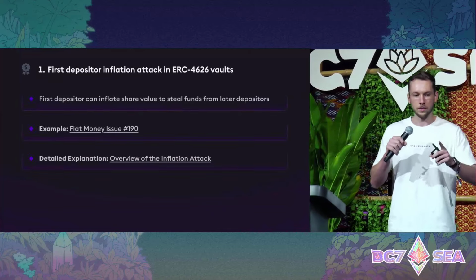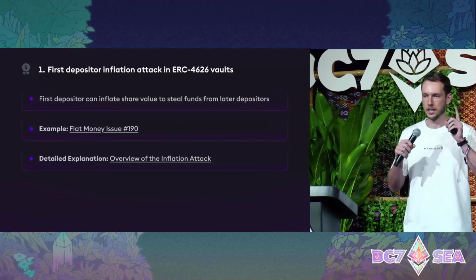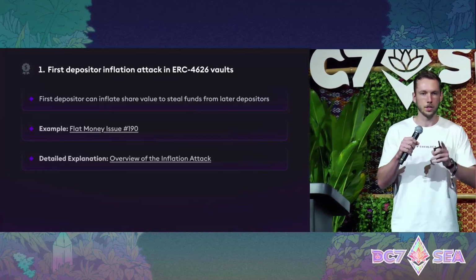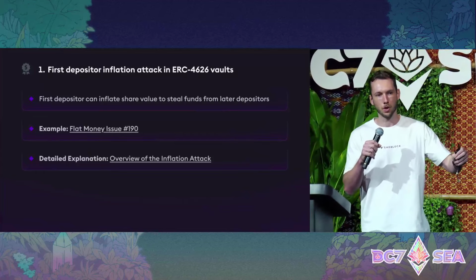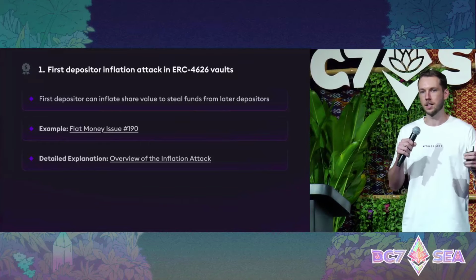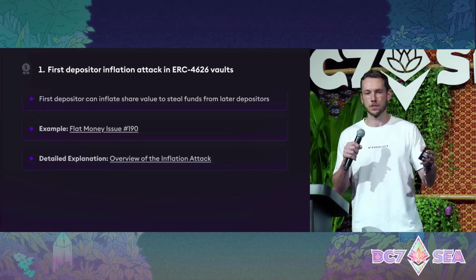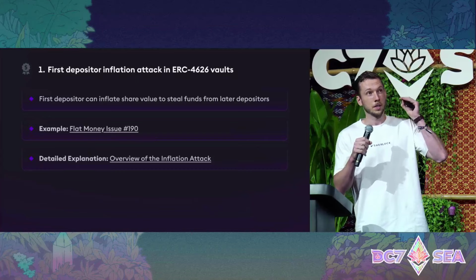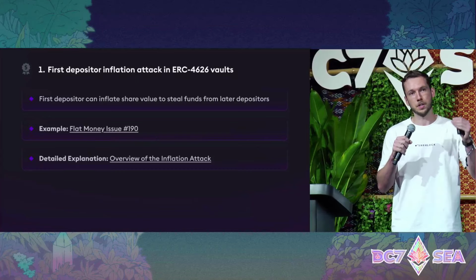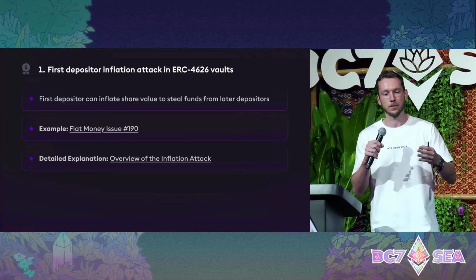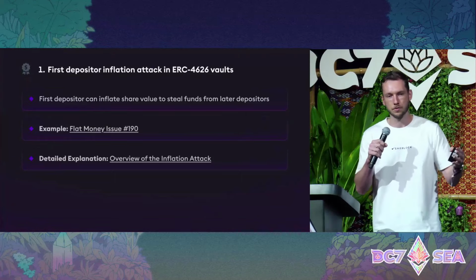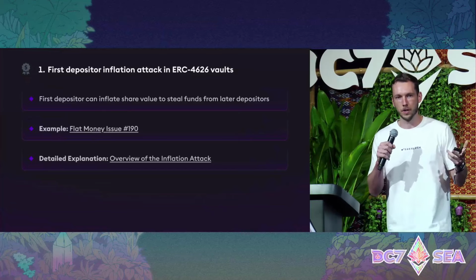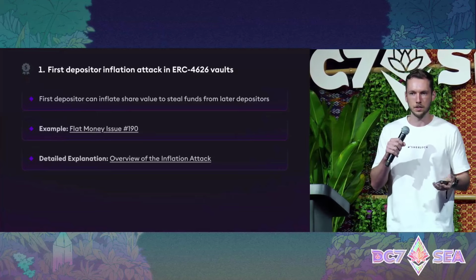Number 1, first depositor inflation attack in ERC 4626 vaults. This is a super famous attack, really annoying because anytime you deploy a new vault on a blockchain, you're essentially exposed to this attack. The person who puts in the first deposit can put in such a tiny deposit that it causes a rounding issue, and then all the deposits after that are a little bit messed up, and the first depositor can steal funds that way and kind of DOS the vault.